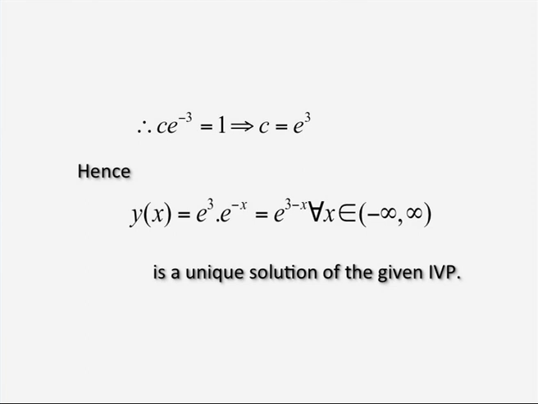Put the value of c in the general solution. Then we have y is equal to e power 3 into e power minus x. This is equal to e power (3 minus x) for all x belongs to (minus infinity, infinity). So is there any arbitrary constant in this solution? No, there is no arbitrary constant, so it is a unique solution of the given initial value problem.